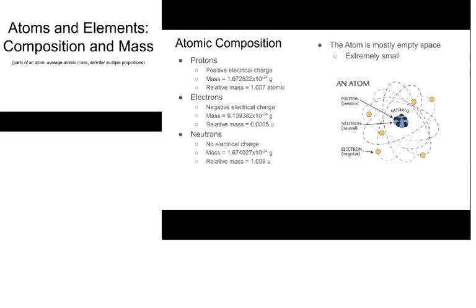Atoms and elements. So in these notes, we're going to cover parts of an atom, average atomic mass, definite and multiple proportions, and a little bit of ions. So an atom is made up of protons, neutrons, and electrons in general. We have protons and neutrons here in the nucleus of an atom, and then around the outside we have electrons. This nucleus is very, very small compared to the size of the atom, which, since these are just a bunch of electrons flying all different directions, that means the atom is made up of mostly empty space.